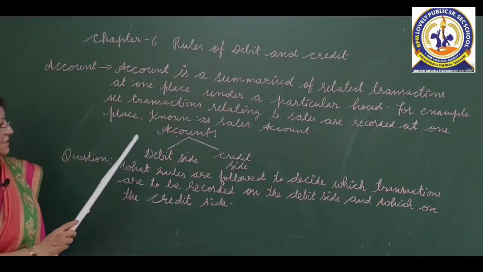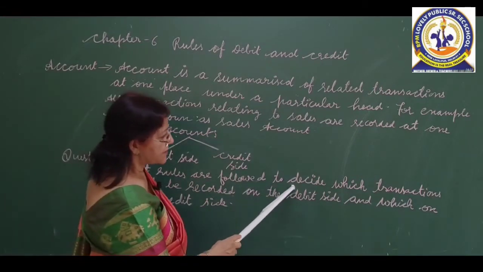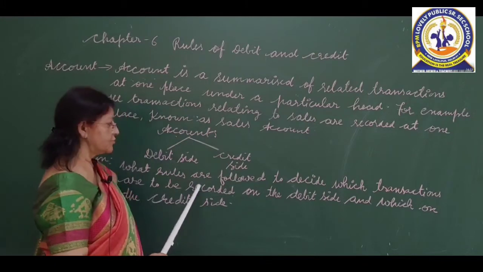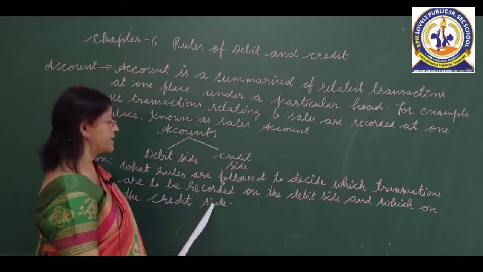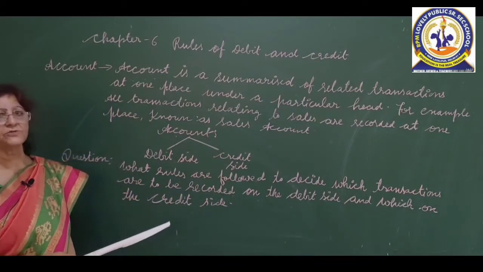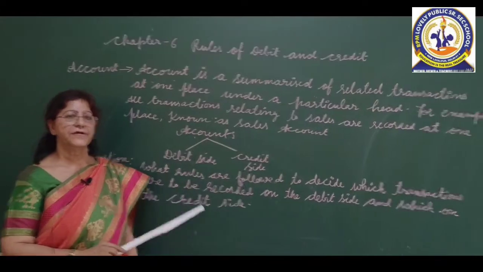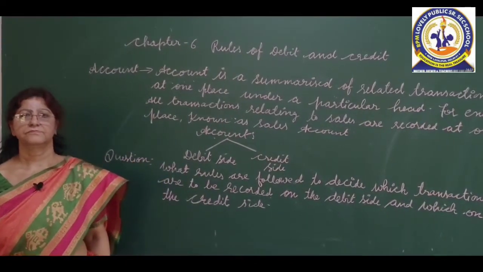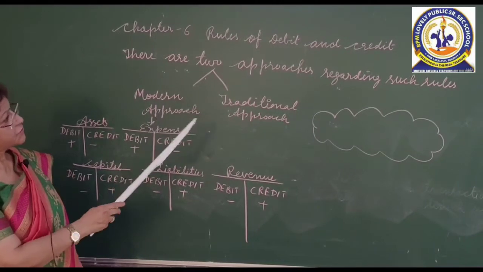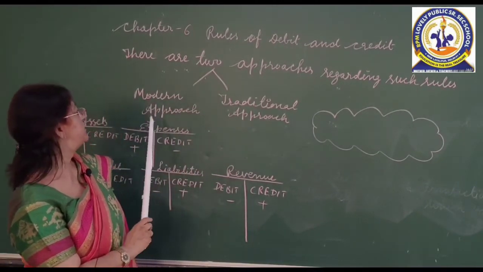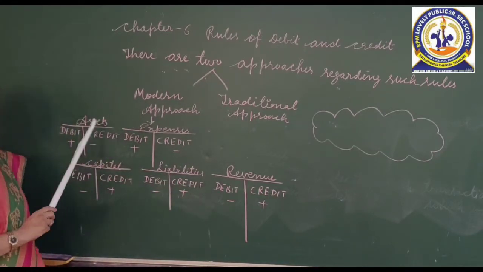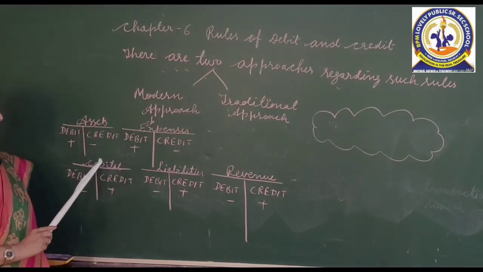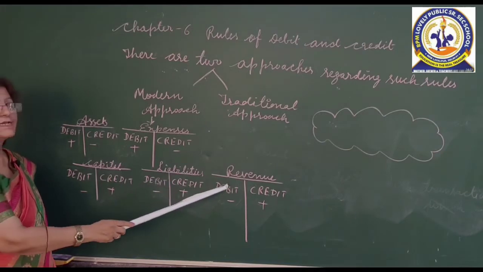Now the question arises, what rules are followed to decide which transactions are to be recorded on the debit side and which on the credit side? So we need to understand the rules of debit and credit. There are two approaches regarding such rules, modern approach and traditional approach. Modern approach: accounts are divided in 5 groups: assets, expenses, capital, liabilities and revenue.